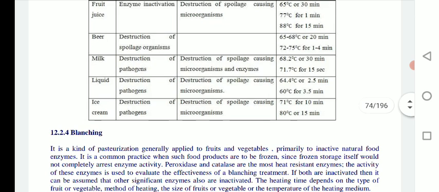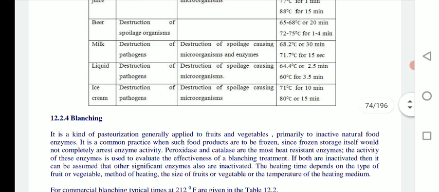Then in the case of milk, it is used for destruction of pathogens and destruction of spoilage-causing microbial organisms and their enzymes, and these are combinations, for example 63 to 68 degrees Celsius for 30 minutes, and 71.7 degrees Celsius for 15 seconds. Then in the case of liquids, destruction of pathogens and spoilage-causing microorganisms is achieved by pasteurization, and again different combinations of temperature and time are used to carry out destruction.